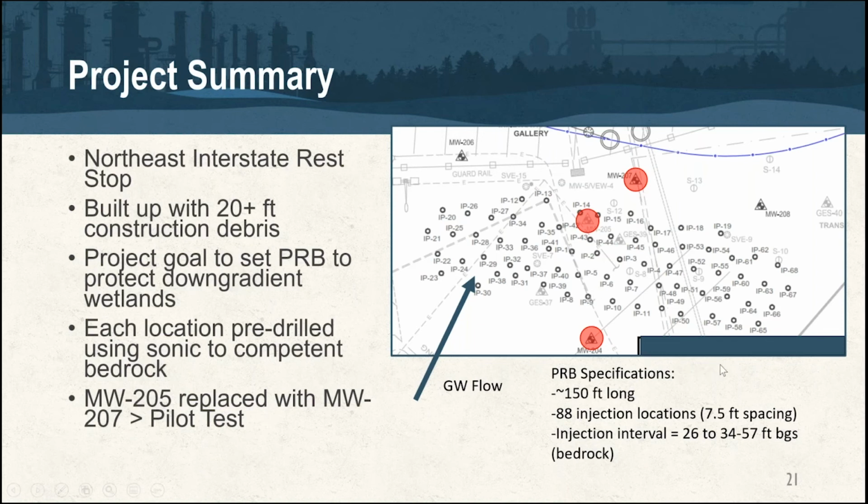We had 88 injection locations on approximately a 7.5 foot spacing. The injection interval was from 26 feet to 34 to 57 feet, depending on where bedrock was encountered. You'll see here we've got MW204, our up gradient well. MW205 in the middle was our pilot test well. It got consumed by the full-scale PRB, so MW207 was advanced to give us a better down gradient monitoring location.